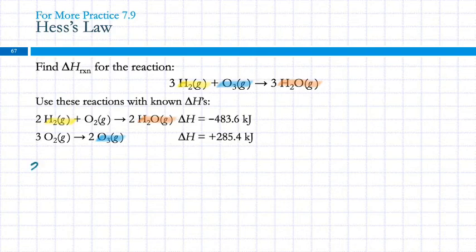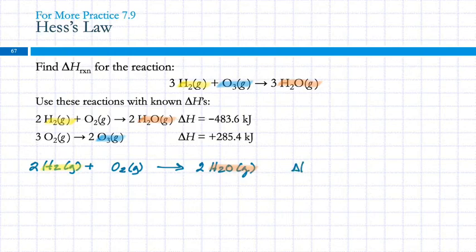So this first reaction has my reactants and products in the correct place, so I'm going to write it down as written. So there's a desired product. Here's a desired reactant. It's a good idea to keep track of the delta H's as you go along. I didn't do anything to the equation, so I don't do anything to delta H. I just copy it down.